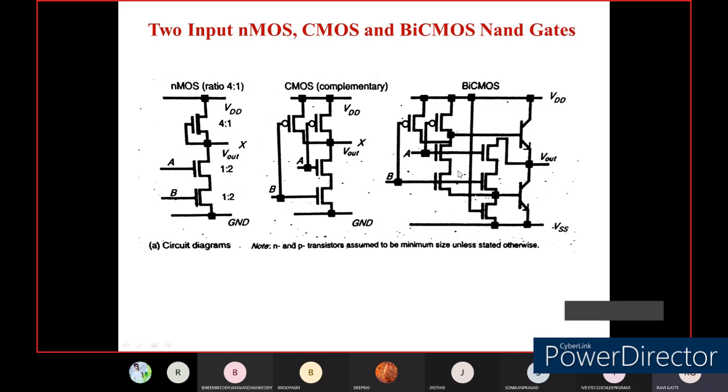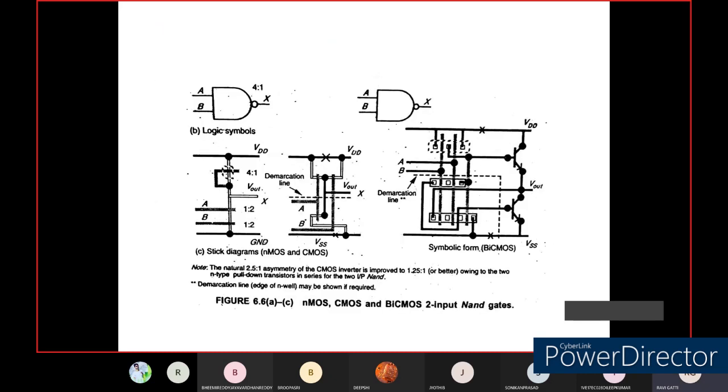So these are the logic symbols we are going to use. The logic symbol of your AND gate is nothing but AB bar. Here we are implementing the pull-up to pull-down transmission ratio in the ratio of 4:1. And this is the circuit symbol. This is for CMOS technology and this is for NMOS technology.